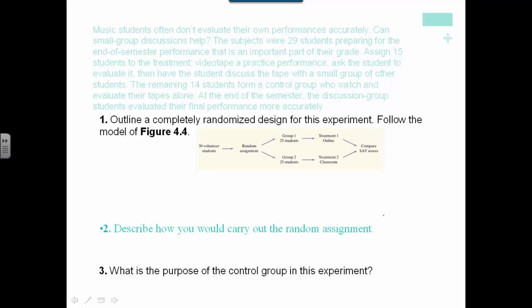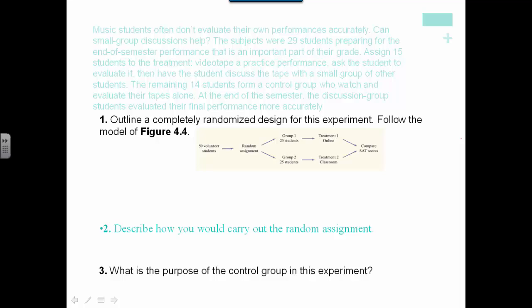Here's another example. Music students often don't evaluate their own performances accurately. Can small group discussions help? The subjects were 29 students preparing for the end-of-semester performance, an important part of their grade. We assign 15 students to the treatment, videotape a practice performance, ask the student to evaluate it, then have the student discuss the tape with a small group of other students.